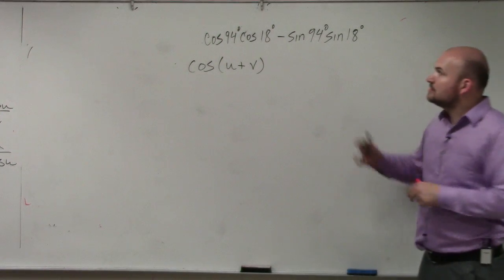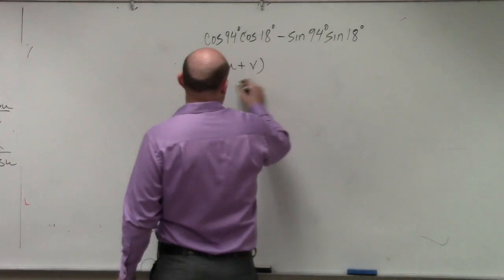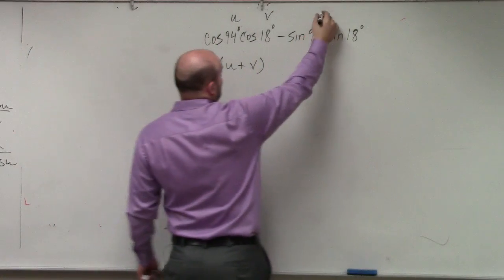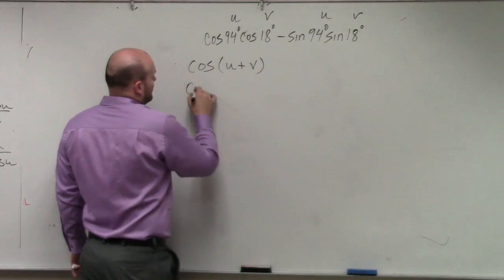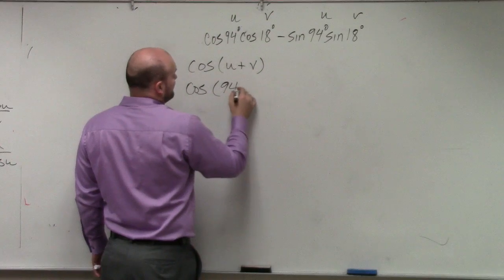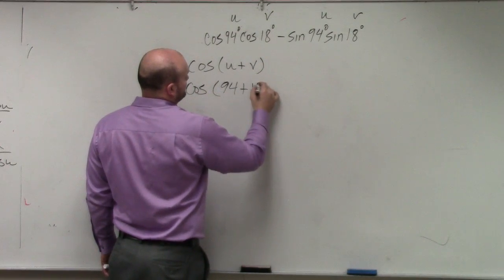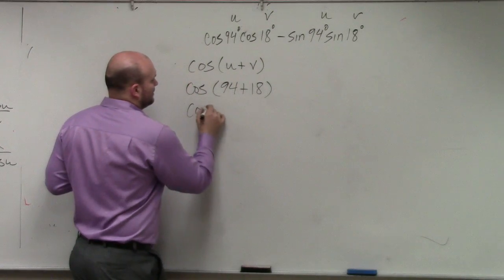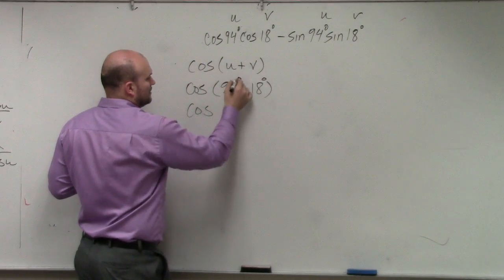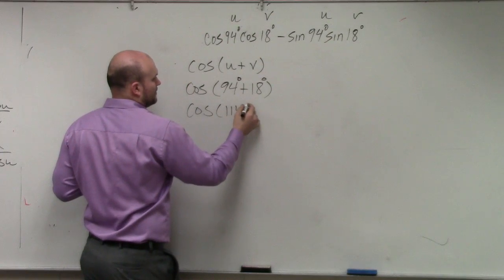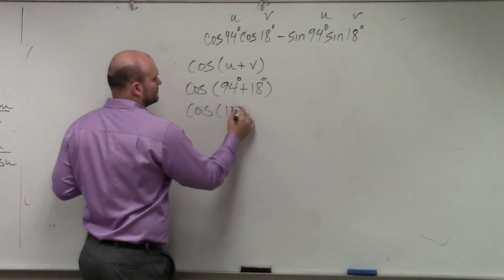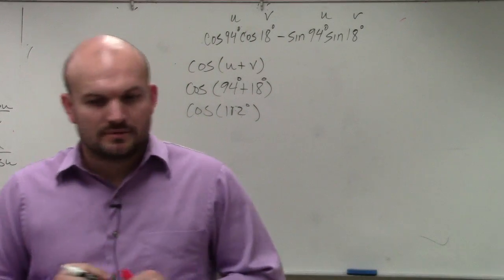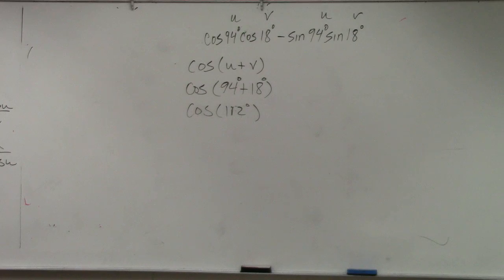Does that make sense? So therefore, this is the cosine of u times v. Well, the cosine of u times v, that's u, that's v. That's u, that's v. So all I need to do is write this as 94 plus 18. Okay? So therefore, that's the cosine of 112, 112 degrees. Done. You're still getting confused on those formulas, Zach?